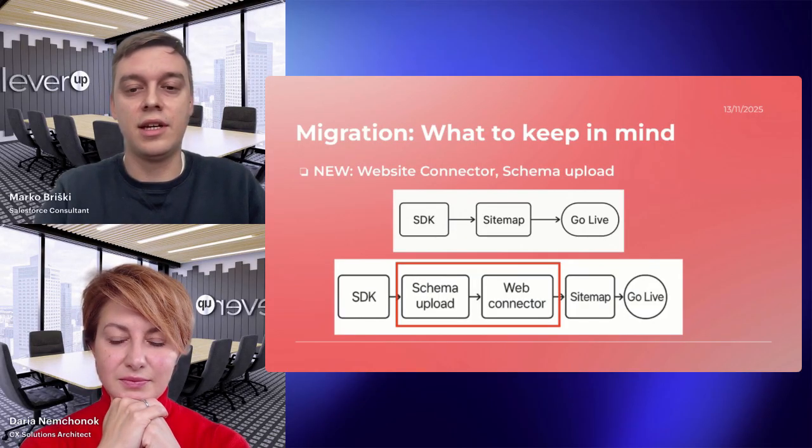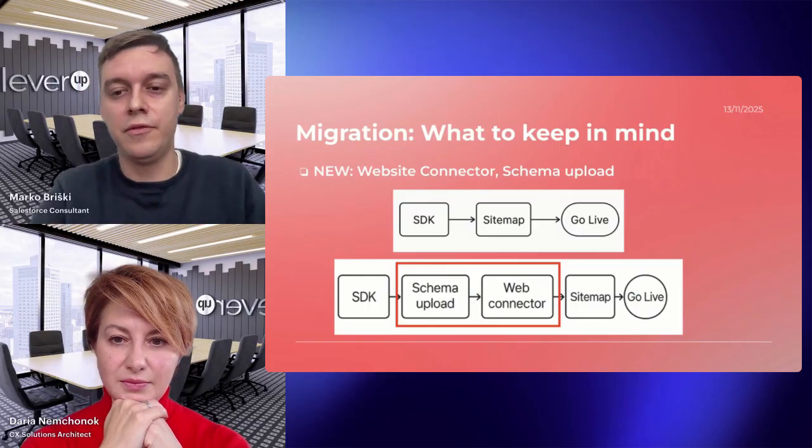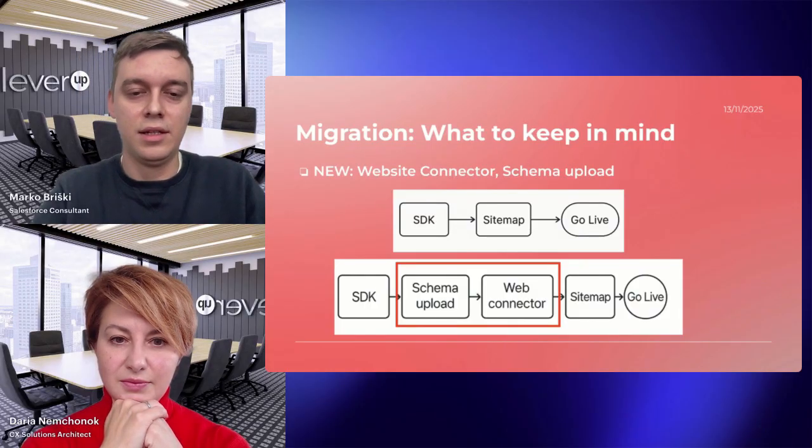So after the SDK has been put to the web page, we need to make sure that our schema is ready, which also comes out of the box. I don't know if I mentioned that. And after the schema is ready, we need to connect the Data 360 to our website, and then we go to our sitemap, finish all the mapping and preparation for that, and we are ready to go live.